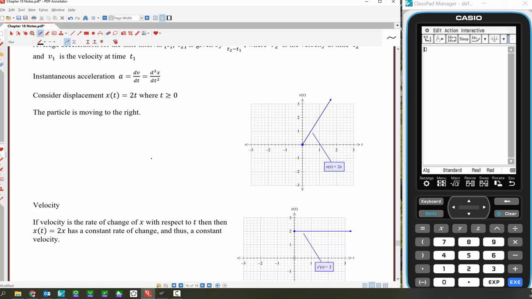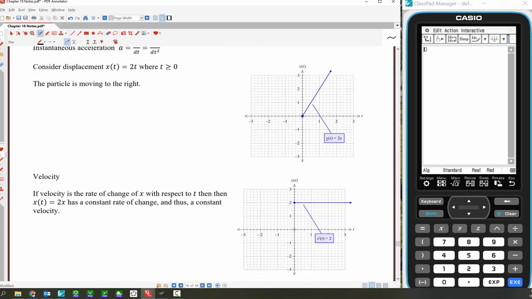Okay, so how does this work? Let's see. We've got x of t equals 2t, so this is the position function. I can see here that the particle is moving to the right. It starts at the origin and then continues to move to the right. Because it's a linear function, I know that it's got a constant rate of change, and I can see here that the gradient is 2 throughout.